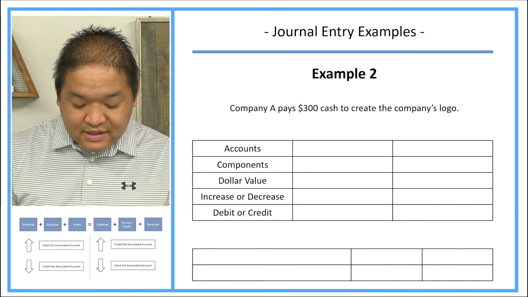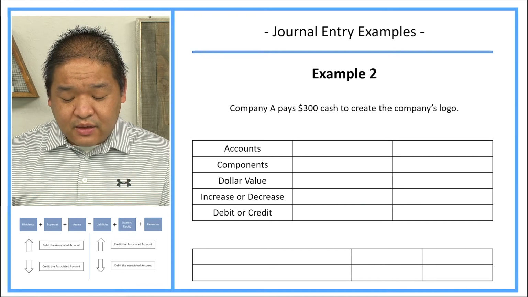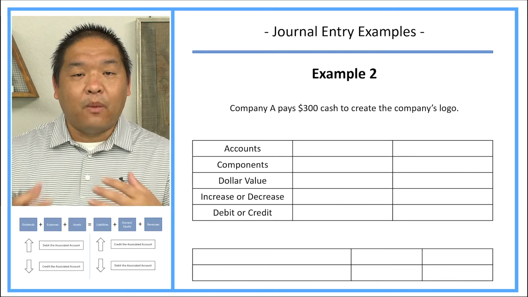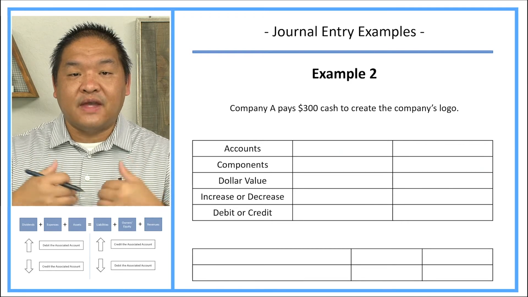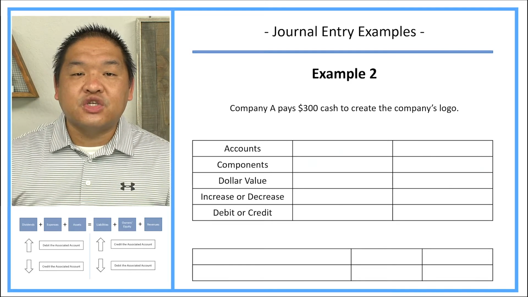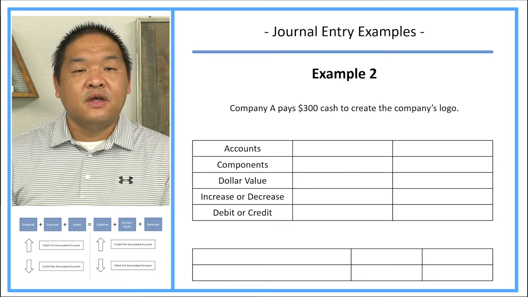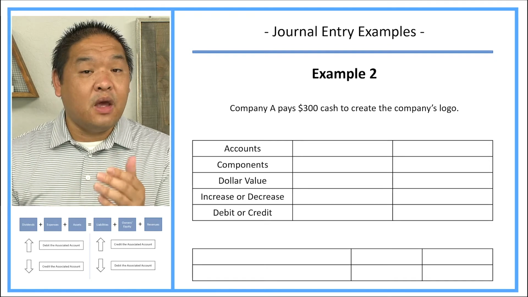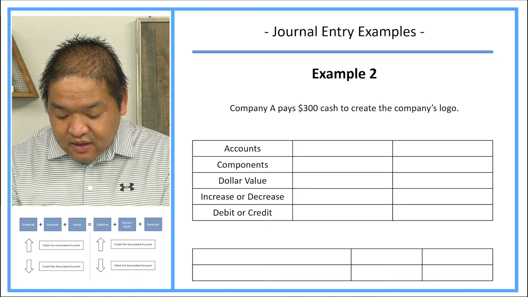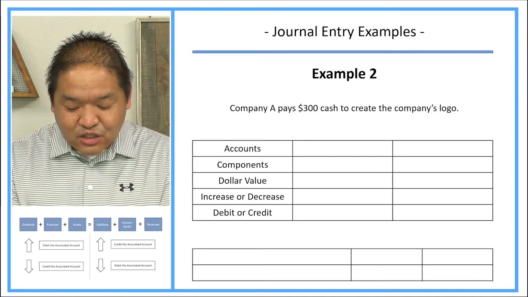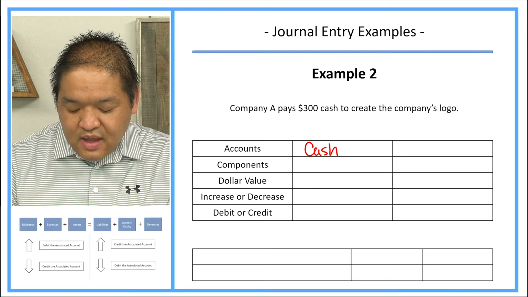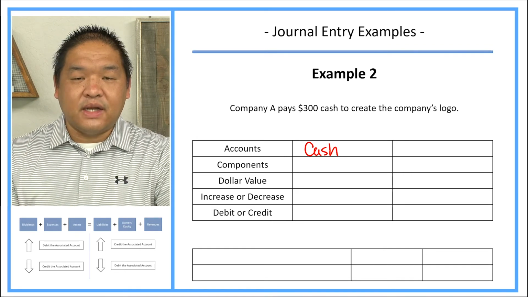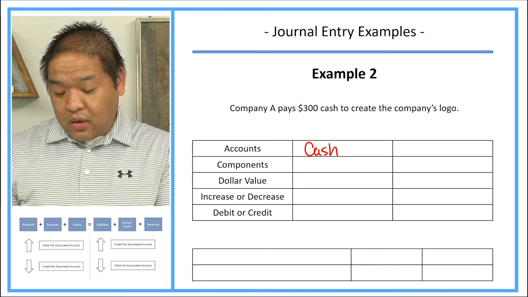For example 2 here, it says Company A pays $300 cash to create a company logo. So what happens here? We, the company, give up $300 of cash to this company, and in return, they're going to give us a logo. So the question is, we've got the exchange, so what accounts are affected? Well, we know cash is affected, right? So cash would be one of the accounts. And then we're going to give up cash. In return, we're going to get this logo. So what is that?